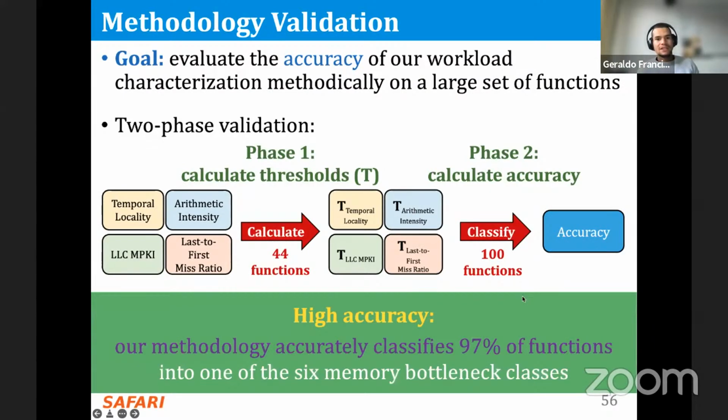By applying this validation methodology, we find that we can correctly classify 97% of the 100 memory bound functions into one of the 6 memory bottleneck classes. We expect that the accuracy of our methodology can be further improved by incorporating more workloads into our workload suite and fine-tuning each metric to encompass an even larger set of applications.